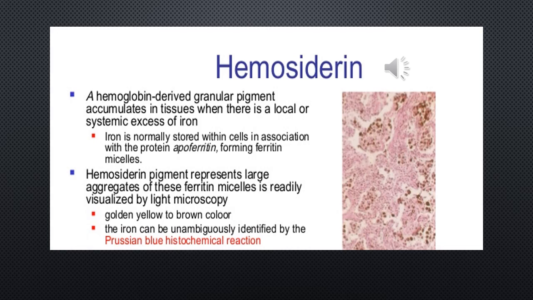Now hemosiderin accumulation can be pathological as well. In case of hemosiderosis and hemochromatosis, hereditary hemochromatosis, it's a genetic disorder.